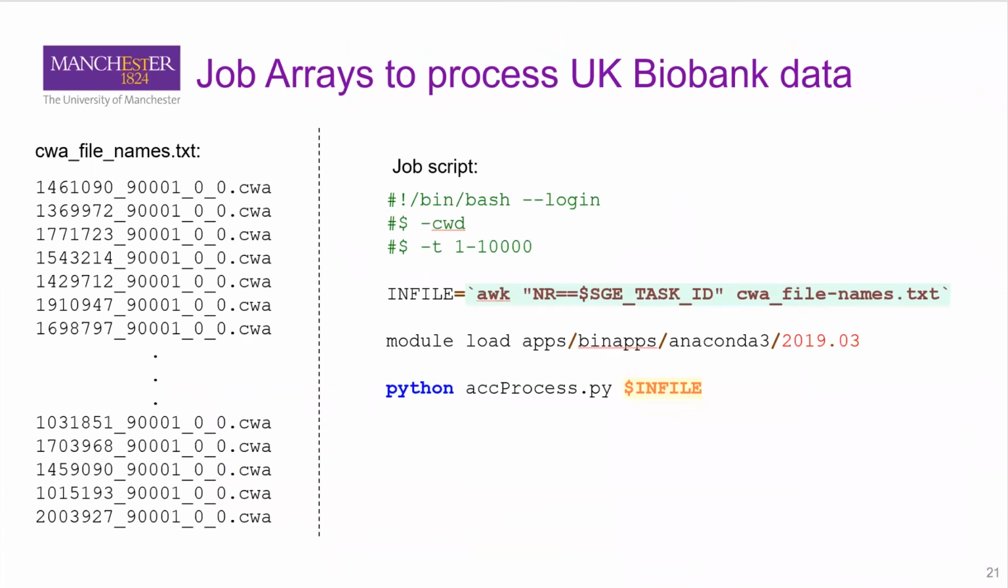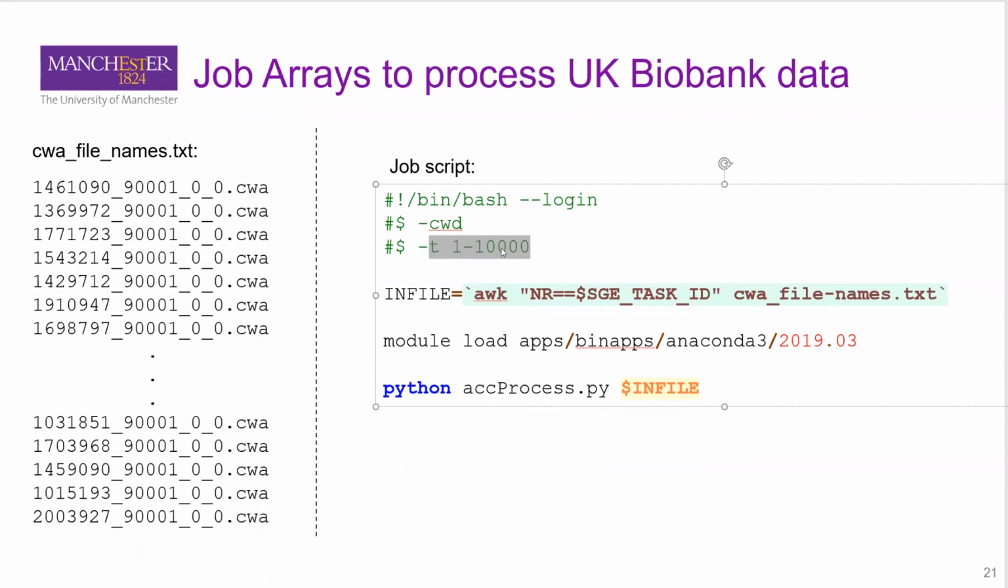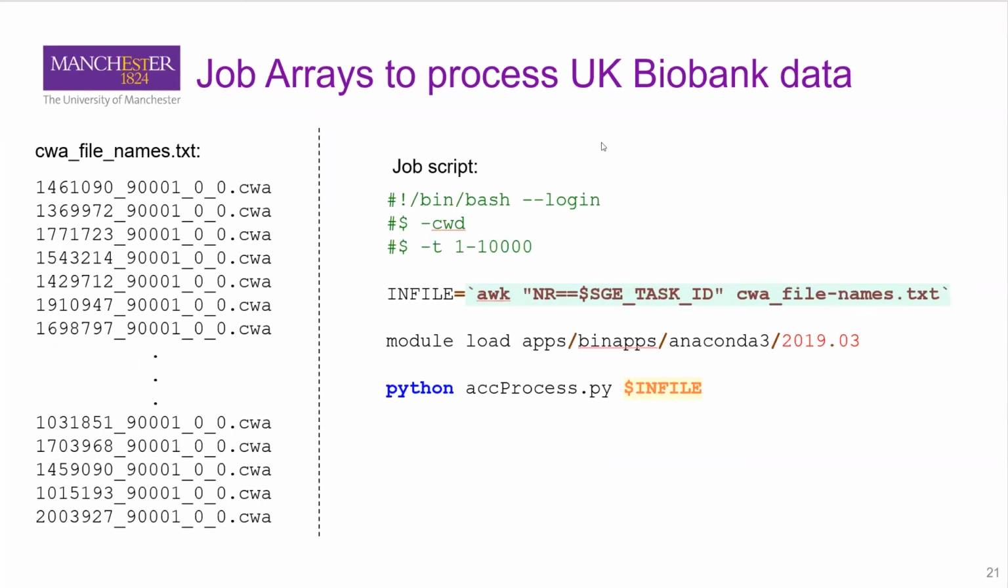So for each individual run, we would have a list of CWA files that we want to analyze in that particular run. This is the participant ID. This is the data field, 90001, so that's the raw accelerometry data. That's just what the biobank called it. And then a very simple batch submission script just passes each line of that input file to the load format, and it does it across the 10,000 different runs that we want to put in there.